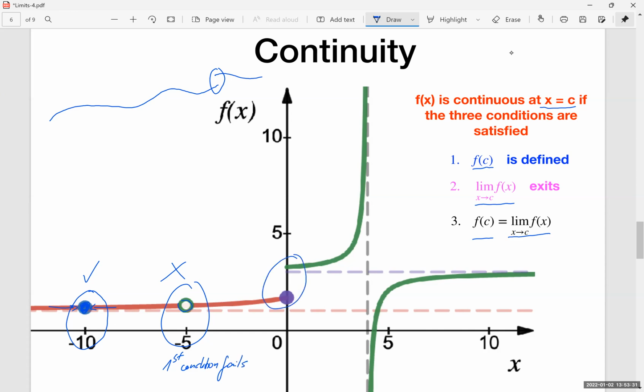How about when we go to the point where x equals 0? At x equals 0, f of 0 is defined and it is this point. But the limit doesn't exist, because x going to 0 from the left is not the same as x going to 0 from the right. So the limit doesn't exist, which means at x equals 0, the function is not continuous. And it's because of the second condition.